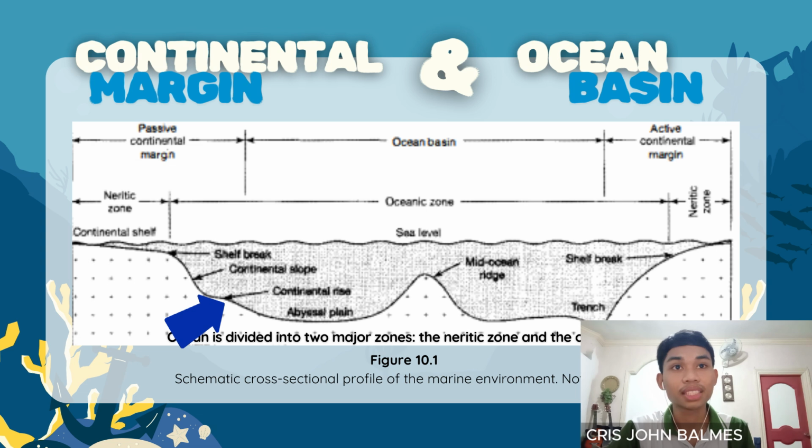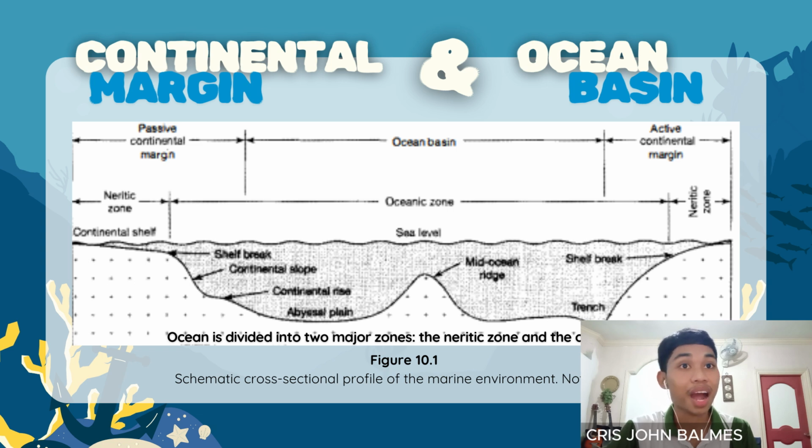The continental rise is a low relief zone of accumulated sediments that lies between the continental slope and the abyssal plain. Alright, so that sums up the continental margin. And earlier we mentioned that our ocean realm is divided into two major subdivisions. That is the continental margin and the ocean basin.